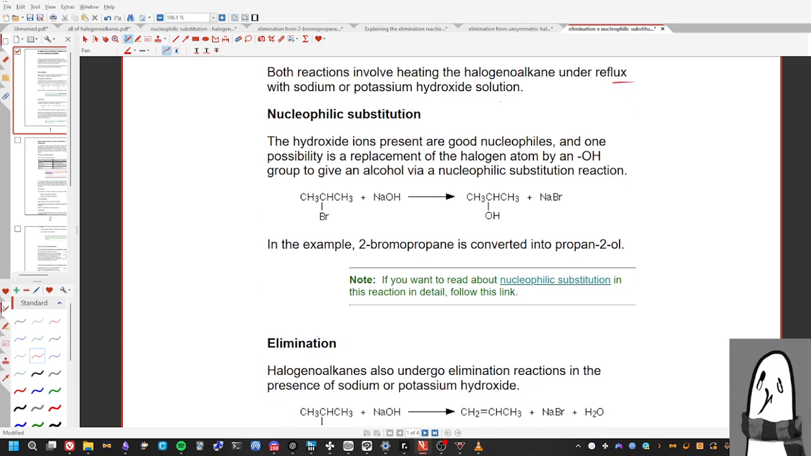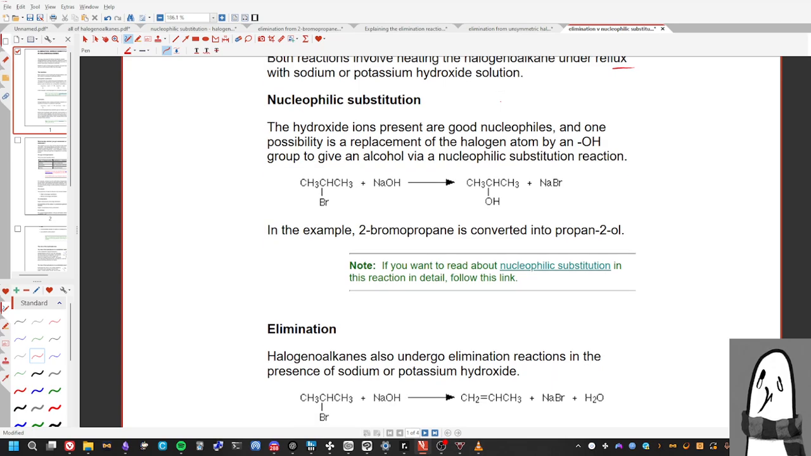Of course, the products will be different, but still, for the most part, it's the same. So, nucleophilic substitution: the hydroxide ions present are good nucleophiles, and one possibility is a replacement of the halogen atom by an OH to give an alcohol. In the example of 2-bromopropane converted to propan-2-ol, it's 2 because we're in the middle, and this is going to be secondary.